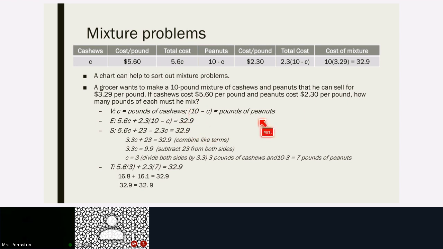Where did I get that number? Well, the cost of the whole mixture, 10 pounds, is going to cost $3.29 per pound according to the problem. And so I know the cost is going to be $32.90 for the whole thing.